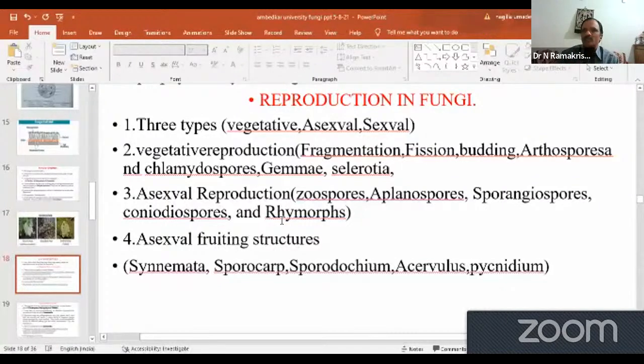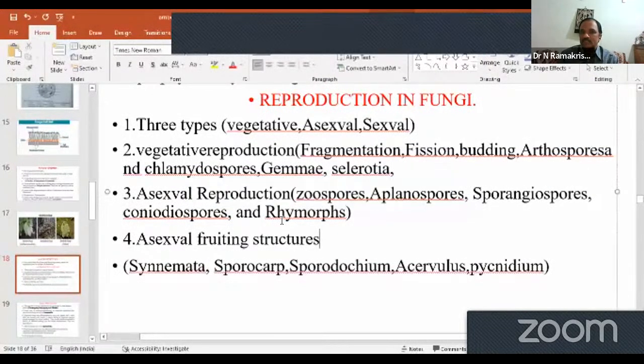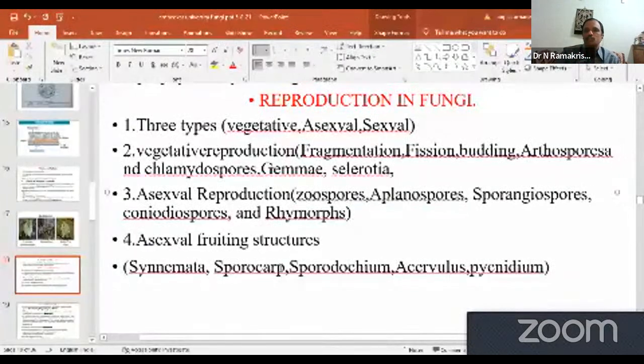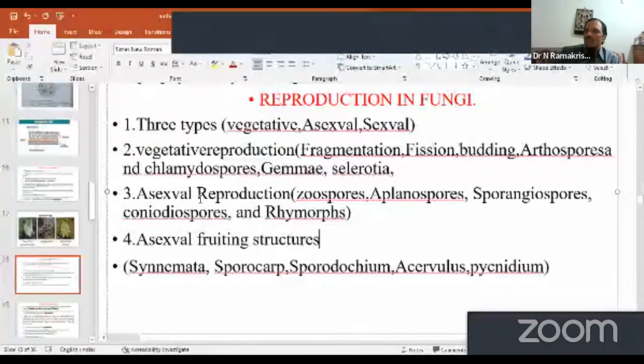These include fragmentation, budding, arthrospores, chlamydospores, gemmae, and sclerotia. Based on the structures, all have different names. All together, we generally call this the asexual reproduction system, which is most important here. The first one is zoospores, the second one is aplanospores, and the third one is sporangiospores, conidiophores, and rhizomorphs. All together, we call these the asexual reproduction system.